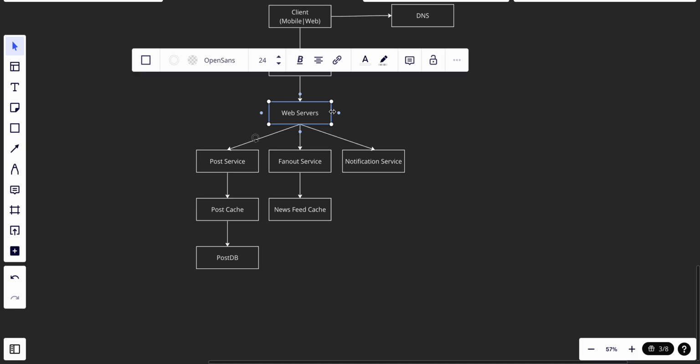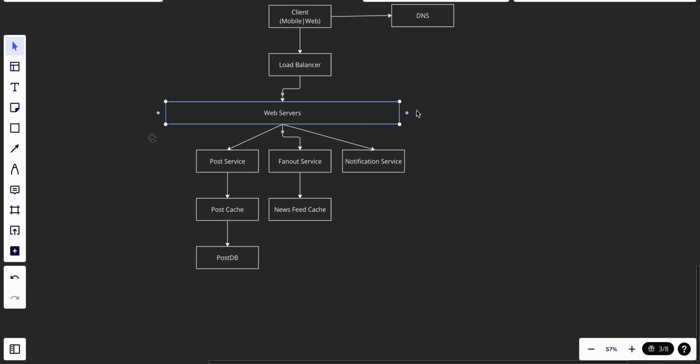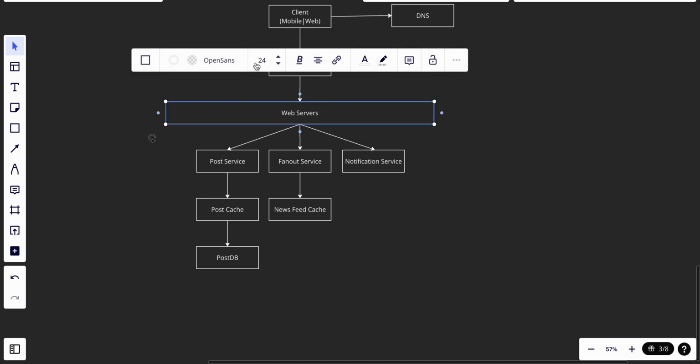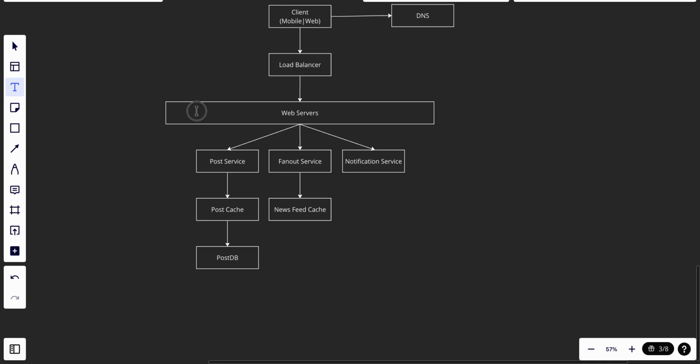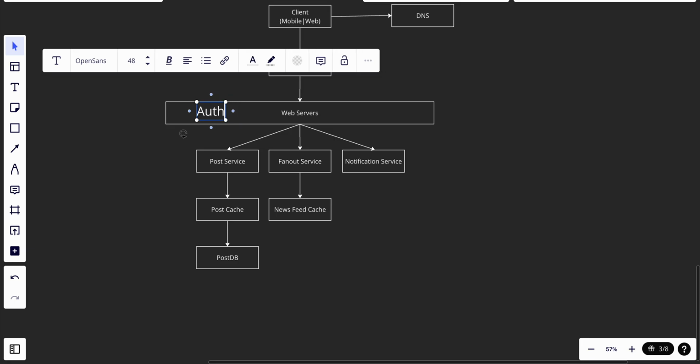We just want to make sure that our web server will handle more stuff than we wanted it to handle. So our web server will handle for us the authentication and rate limiting.